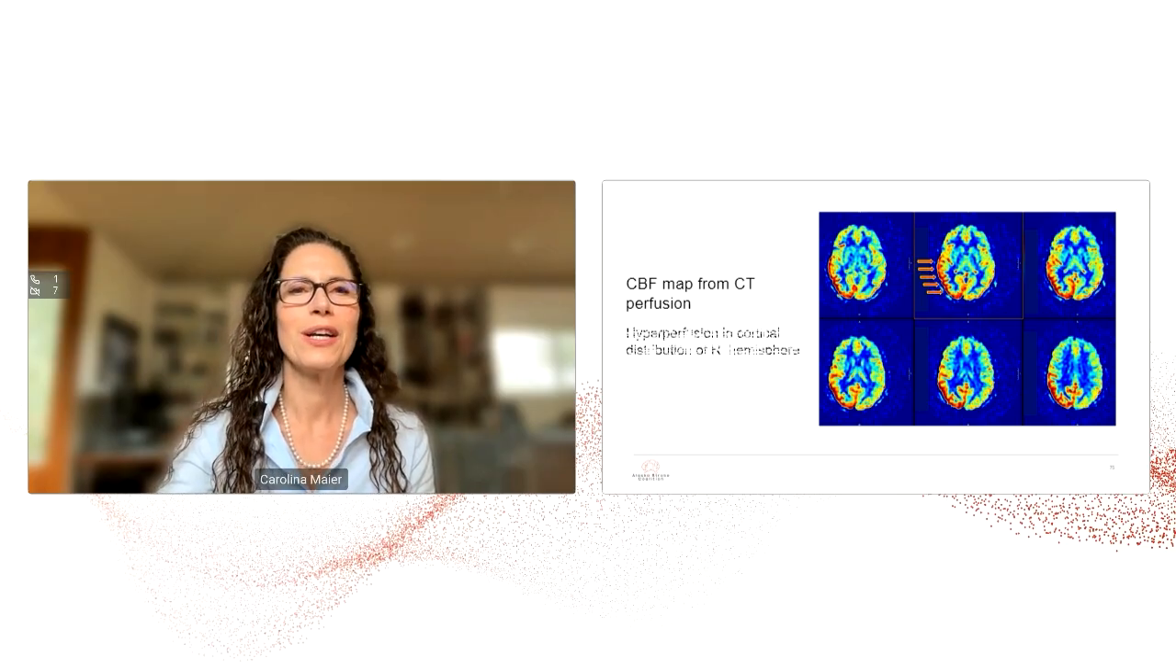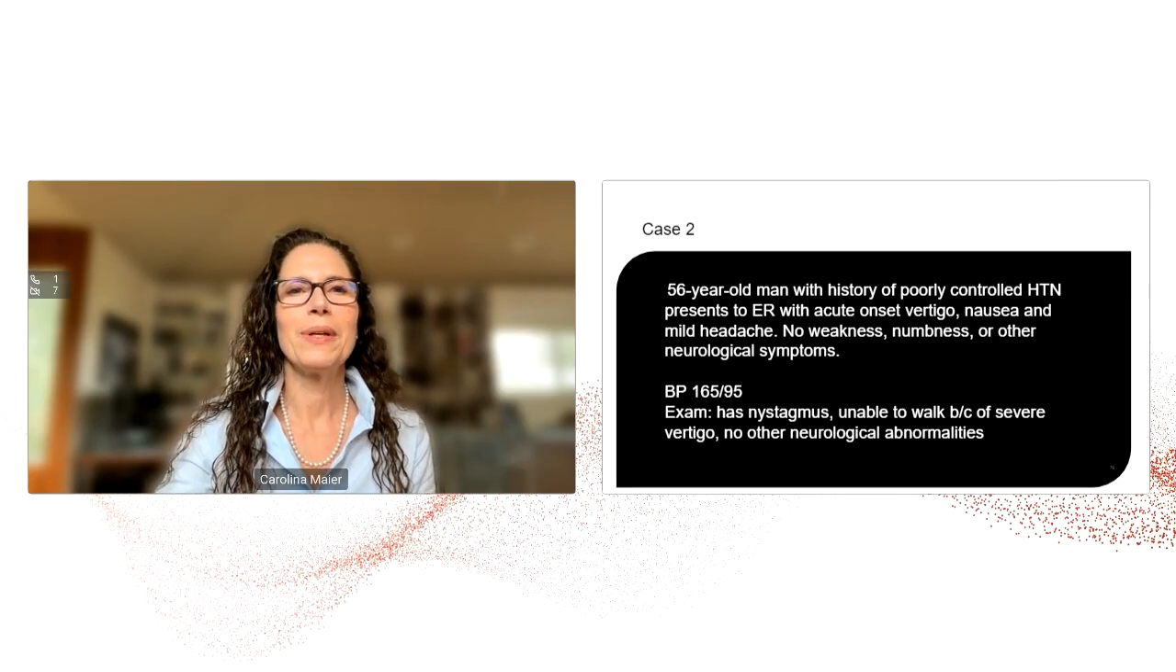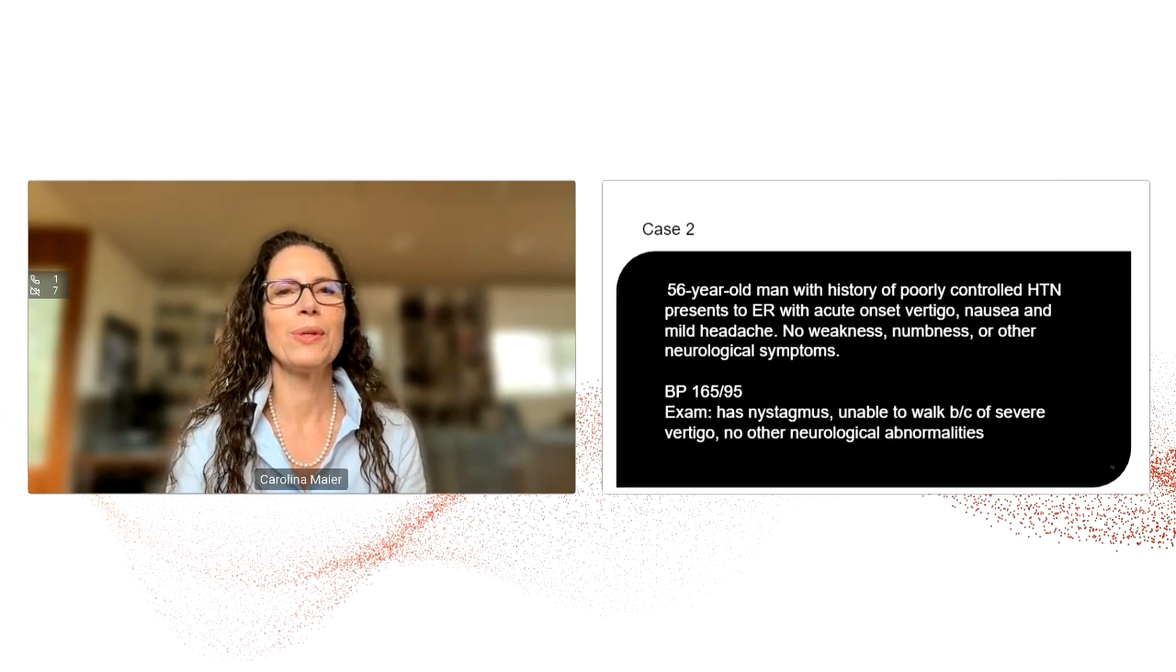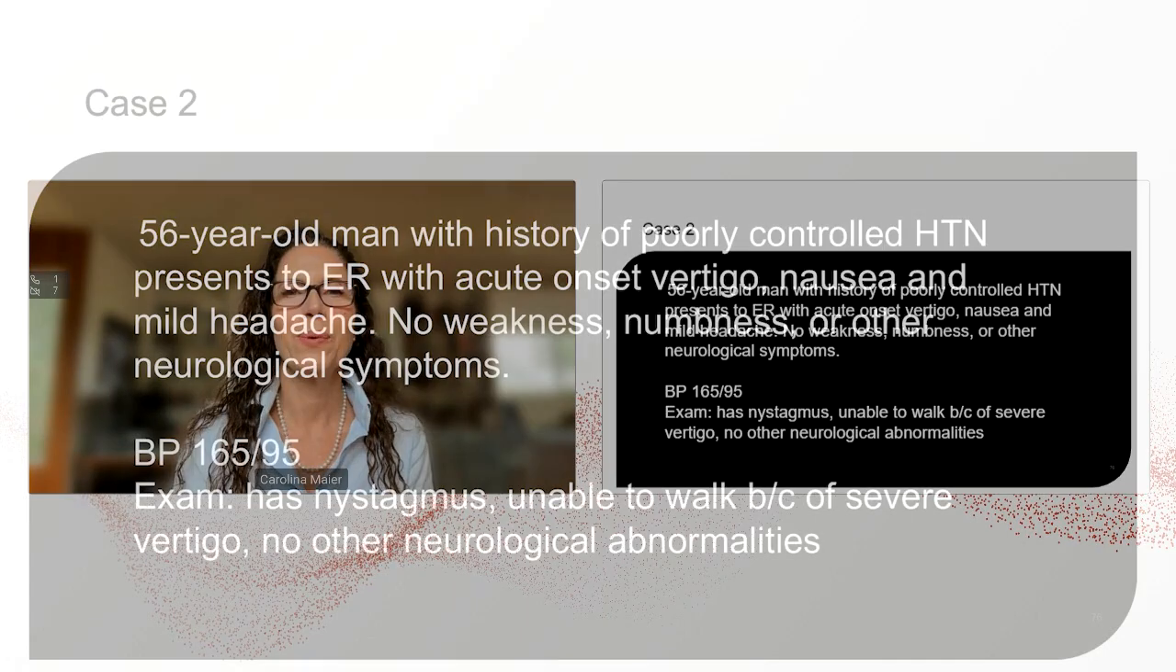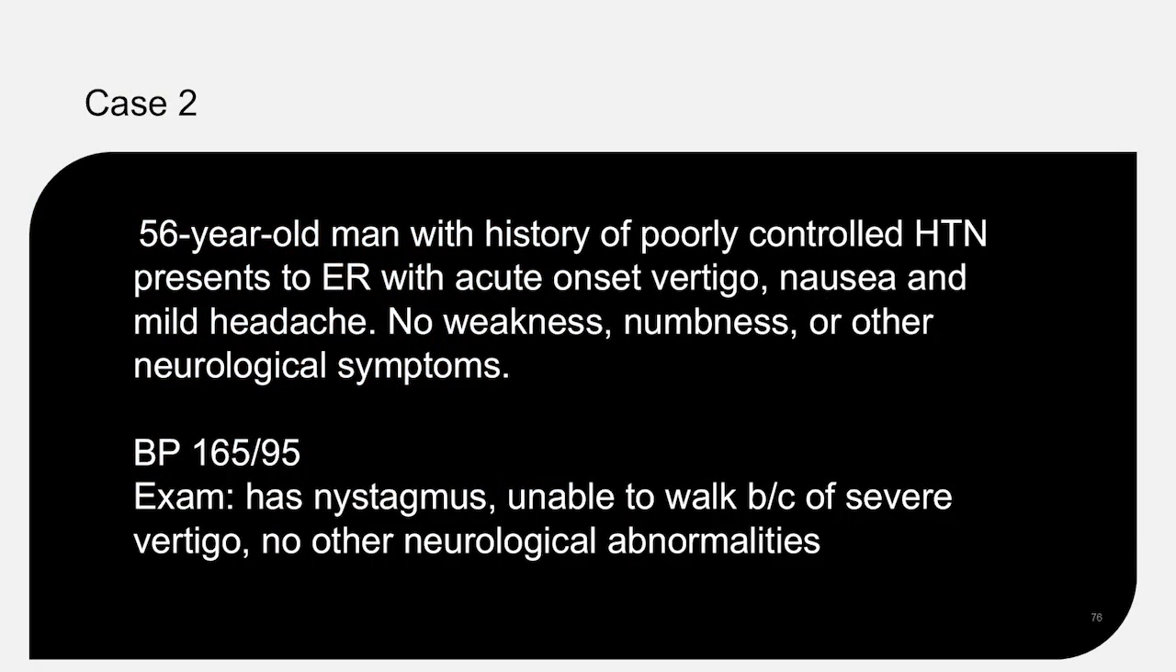Thank you so much. So now we have case number 2, a 50-year-old man with a history of poorly controlled hypertension, presents to the ER with acute onset of vertigo, nausea, and mild headache. No weakness, numbness, or other neurological symptoms. The blood pressure is 165/95. And on neuro exam, he shows some nystagmus. He's unable to walk because of severe vertigo, but has no other neurological abnormalities.